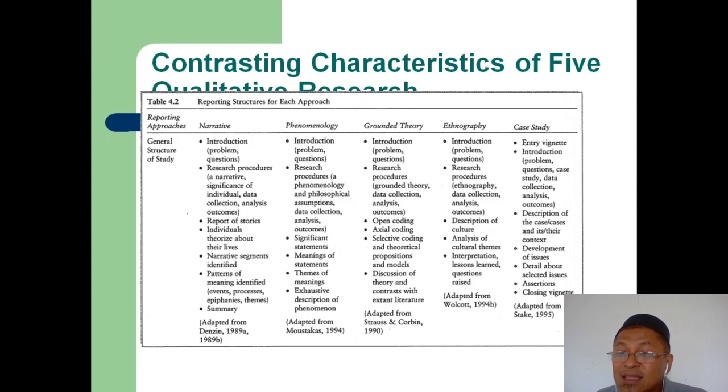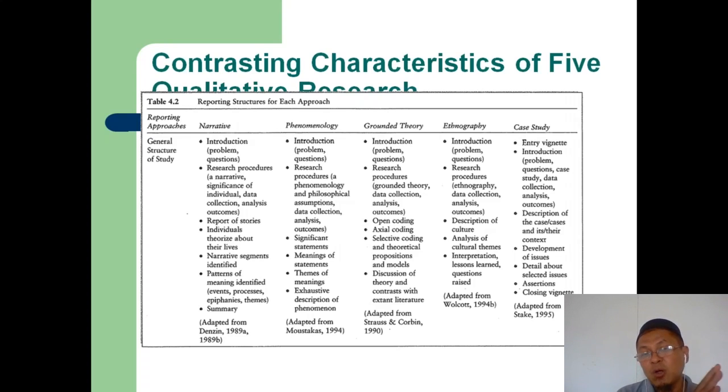Introduction, and then the description, the development of issues, detail about selective issues, assertions, and then closing the stories. Okay, the case study.